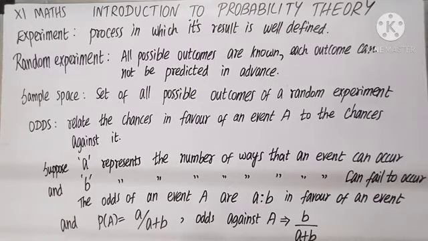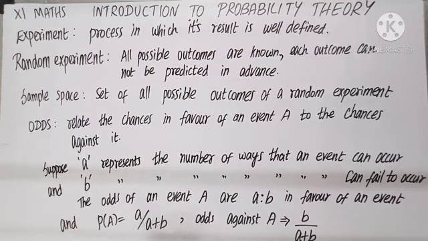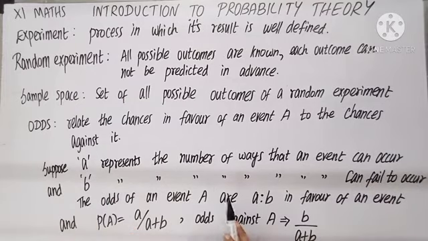The next important concept that we learn often in probability or statistics is odds. Odds relate the chances in favor of an event A to the chances against it. Suppose A represents the number of ways that an event can occur, and B represents the number of ways that an event can fail to occur. A, the possibilities to occur, and B, the possibilities to fail. Then the odds in favor of an event A are A by A plus B. Odds against A we call B by A plus B.